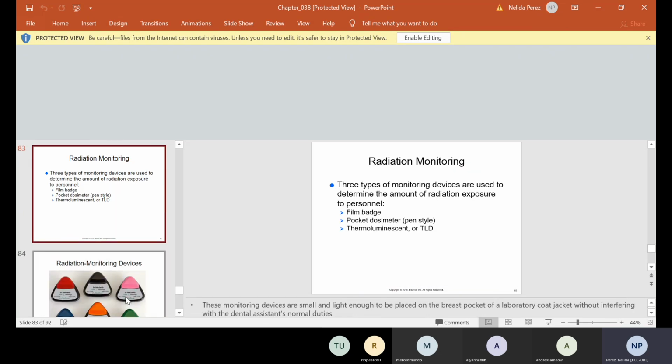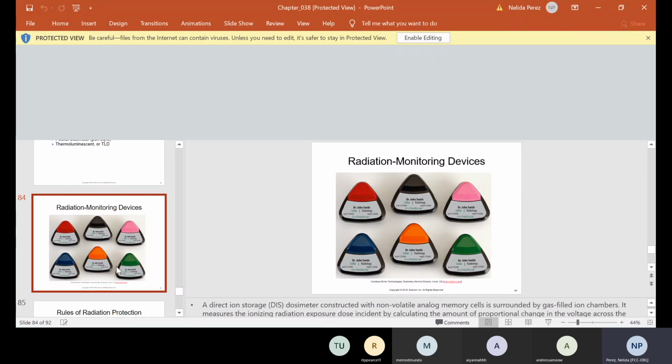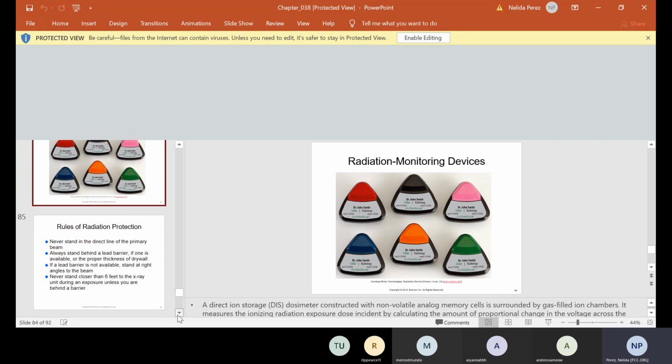Now, radiation monitoring. There are 3 types of monitoring devices used to determine the amount of radiation exposure: a film badge, a pocket dosimeter, some of which are pen style, and a thermoluminescent dosimeter, or TLD. This is what a radiation monitoring device looks like, but there are so many different kinds, and these are called badges. We're going to talk about the rules of these badges.